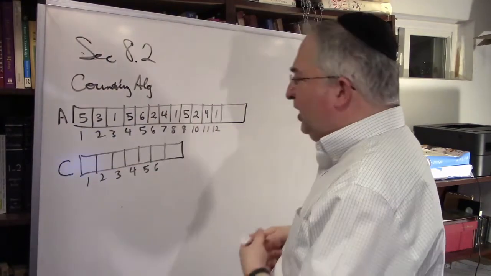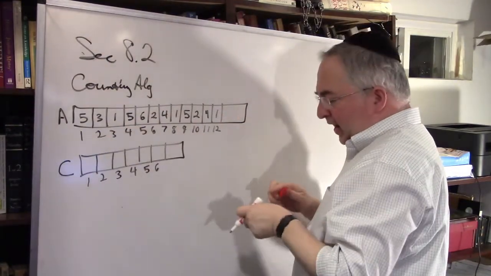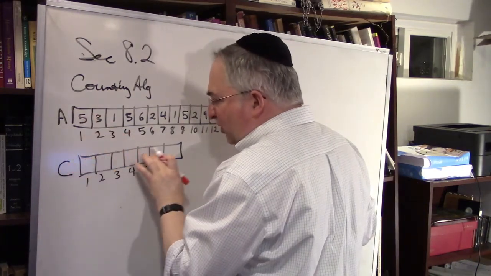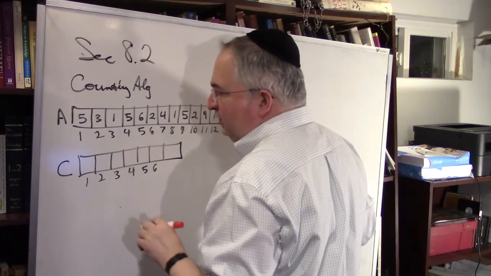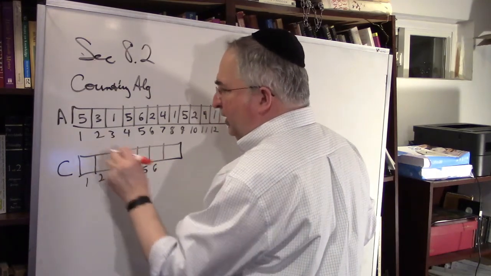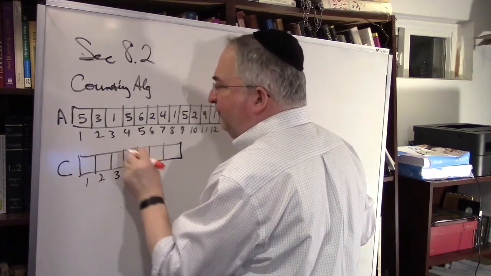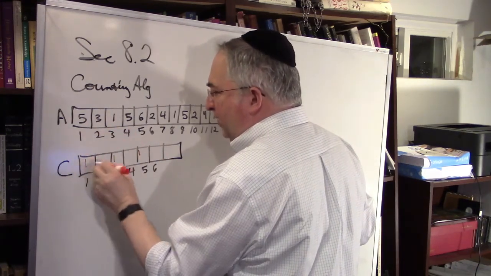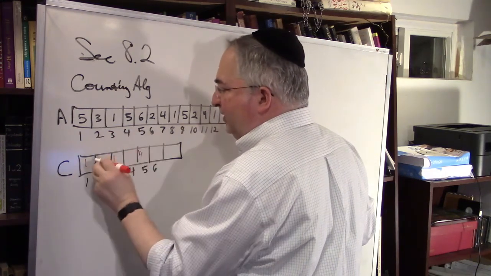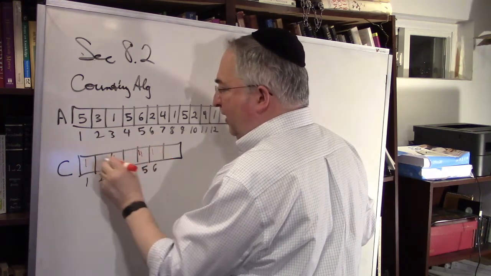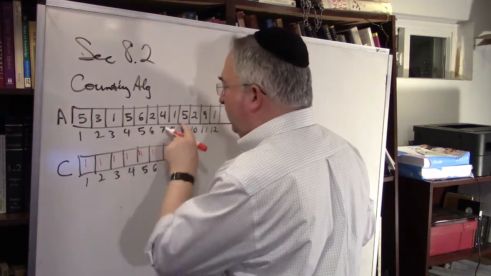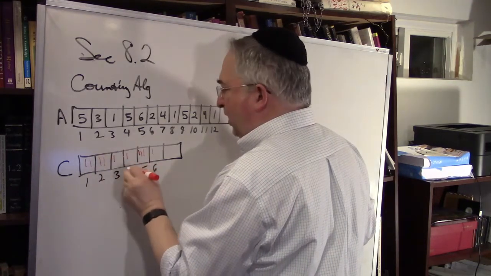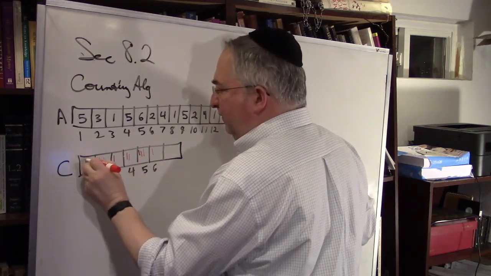So here's the way I do it. I go through the array and I add up what I have. Ready? Start off, set all the counters to 0. So you see them as 0. There's nothing there. And then look, I have a 5, I have a 3, I have a 1, I have a 5, I have a 6, I have a 2, I have a 4, I have a 1, I have a 5, I have a 2, I have a 4, I have a 1.